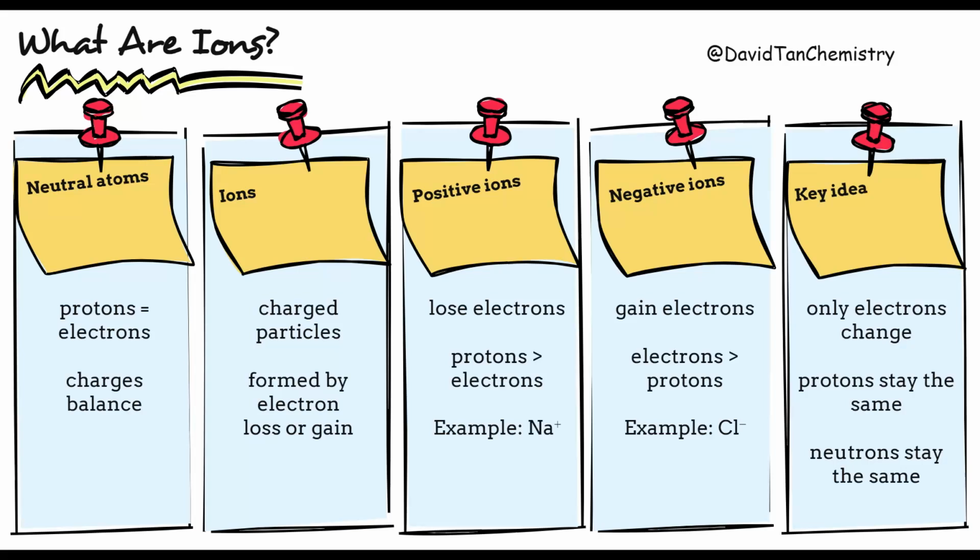Remember this. Positive ions form by electron loss, and negative ions form by electron gain. Protons and neutrons stay the same. Once you understand ions, ionic bonding becomes much easier to understand.